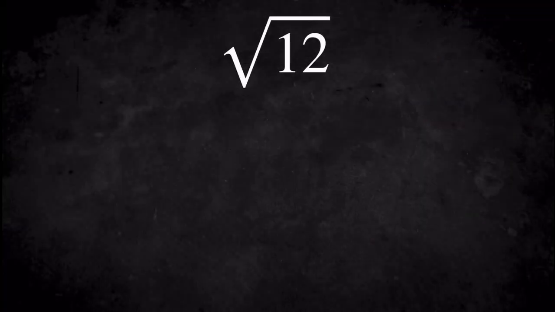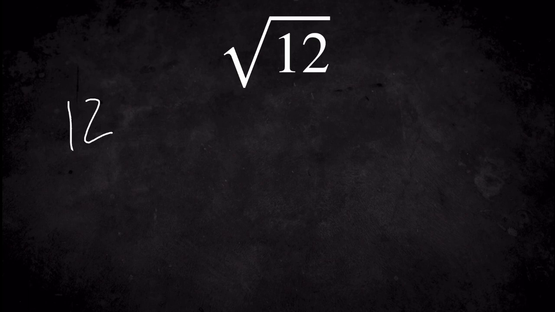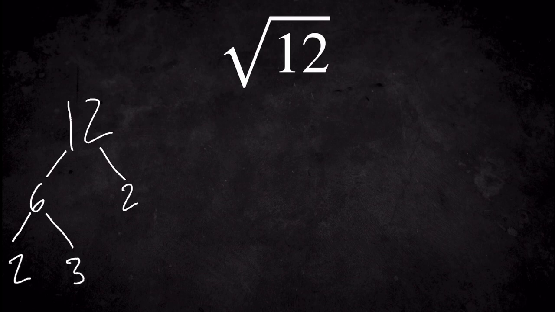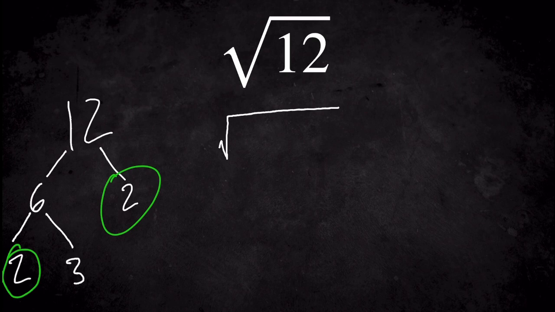Here we have the square root of 12. First, we're going to write out the factors of 12. So 12 could be 6 and 2, and then 3 and 2. Now we're going to look at numbers that will create square roots. You have 2 and 2, which is 4. So it can be 3 and 4. So here you have the square root of 4 times 3.